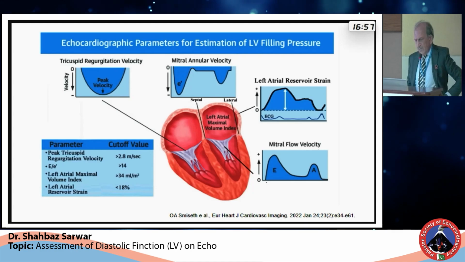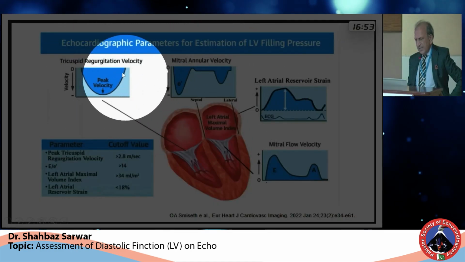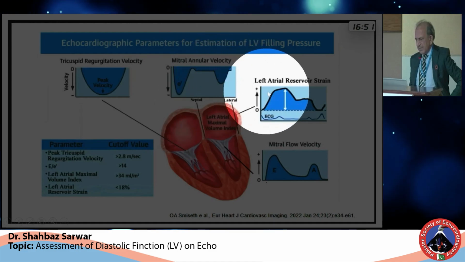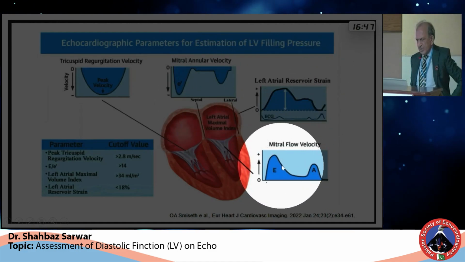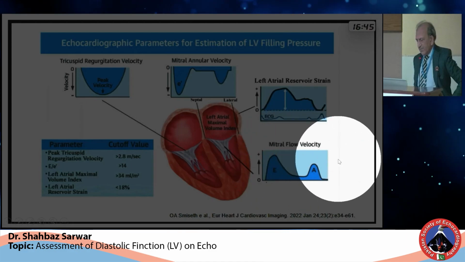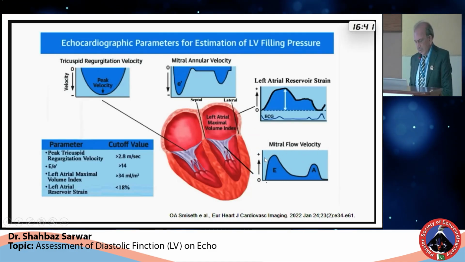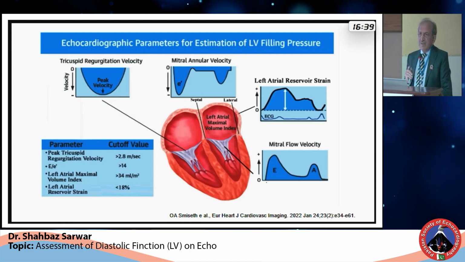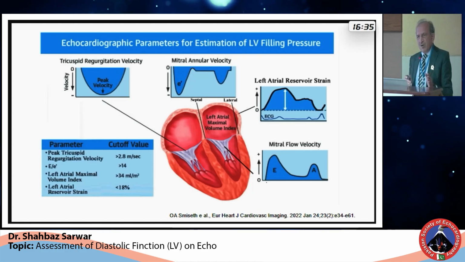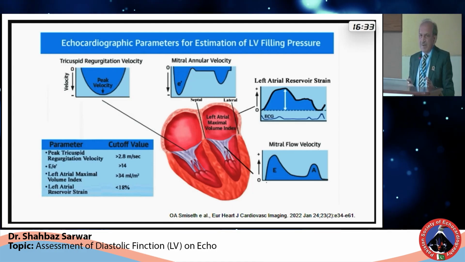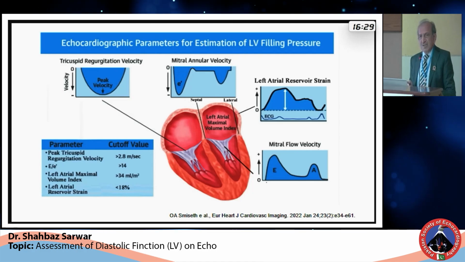So for the filling parameters, just to sum it up, TR velocity is needed, E prime is needed, left atrial strain is needed, mitral inflow velocity to decide whether grade 1, 2, 3, which way it is, and then you can comment upon the filling pressures. So please remember that we have to comment on 2 things, whether diastology is normal or abnormal, and whether the filling pressure is normal or increased. Then our comment on diastology is complete.